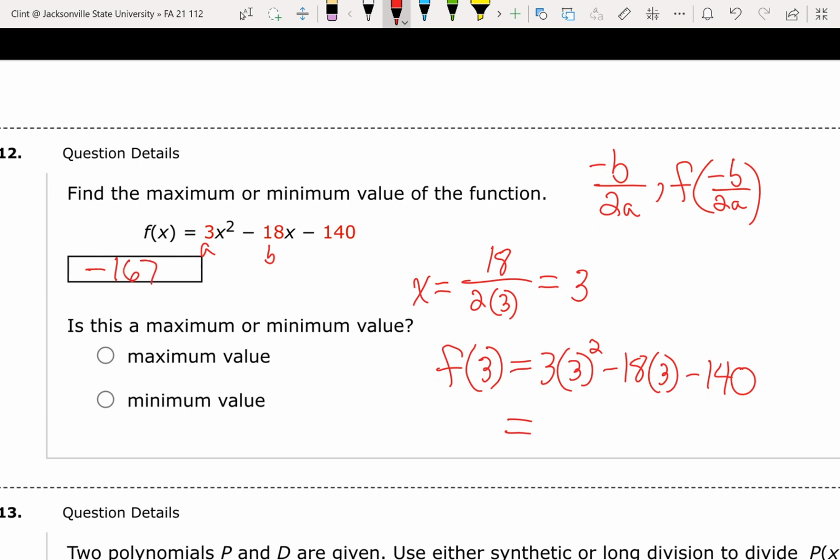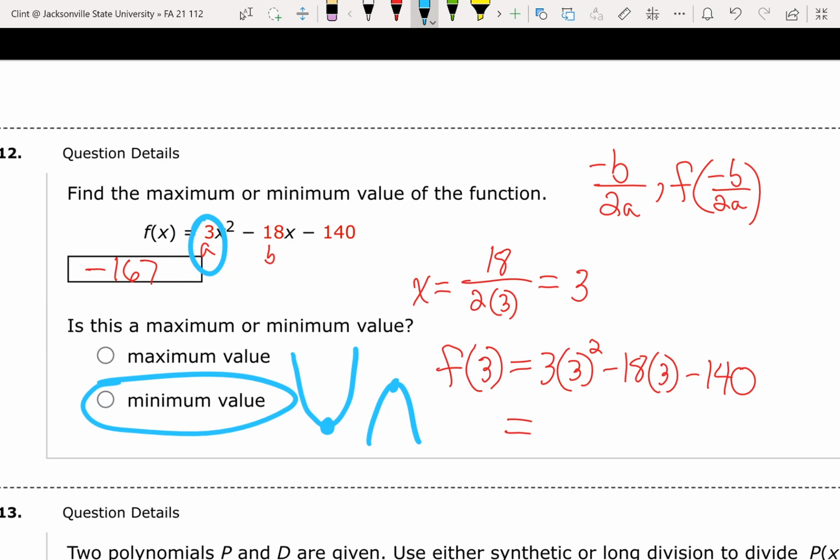We want to know, is that the minimum or the maximum? Well, I can tell you that because our leading coefficient is positive, the parabola here will open upward, so that means the vertex is a minimum value. If our parabola opened downward, we would have a maximum.